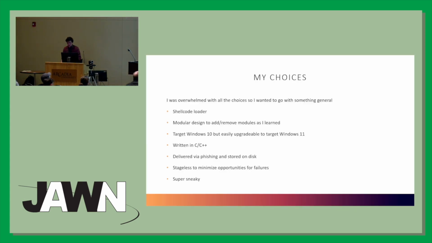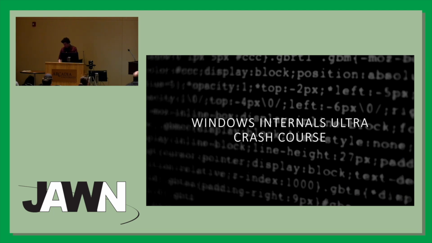So here's my approach. Here are my choices in malware development. I was overwhelmed with all the choices, so I wanted to go with something more general. So I decided to do a shellcode loader. I wanted to have it be a modular design, so I could add and remove modules as I learned. I wanted to target Windows 10, but easily be able to upgrade it to Windows 11 when that becomes more popular, maybe. And I wanted to have it be written in C or C++. I planned to deliver it via phishing and have it stored on disk. I also wanted to have it be stageless to minimize opportunities for failure while I was testing. And most importantly, I wanted it to be super, super sneaky. Because who doesn't want their malware to be super sneaky?